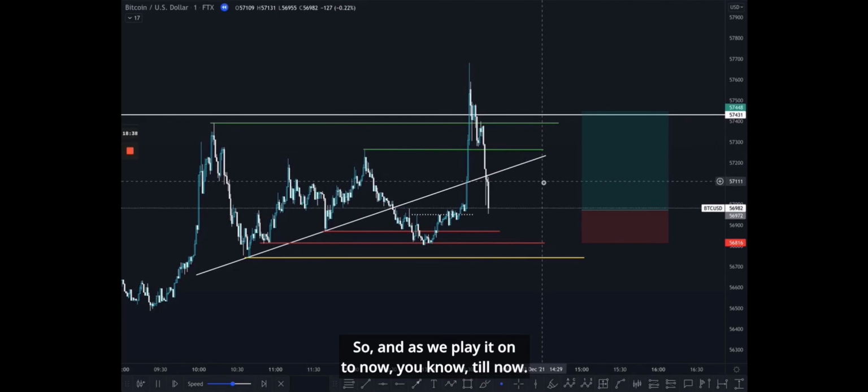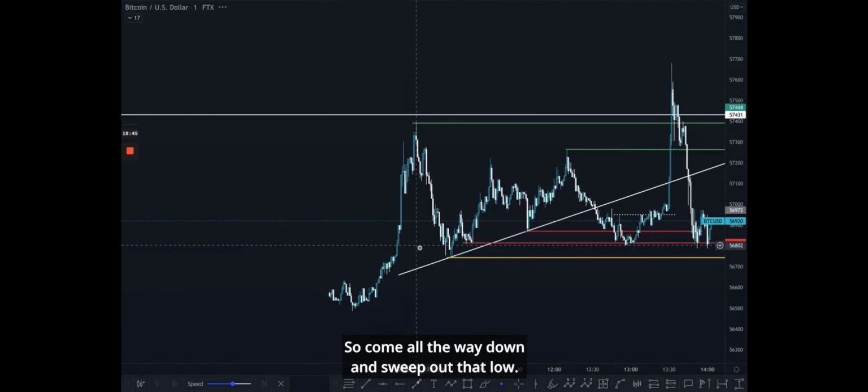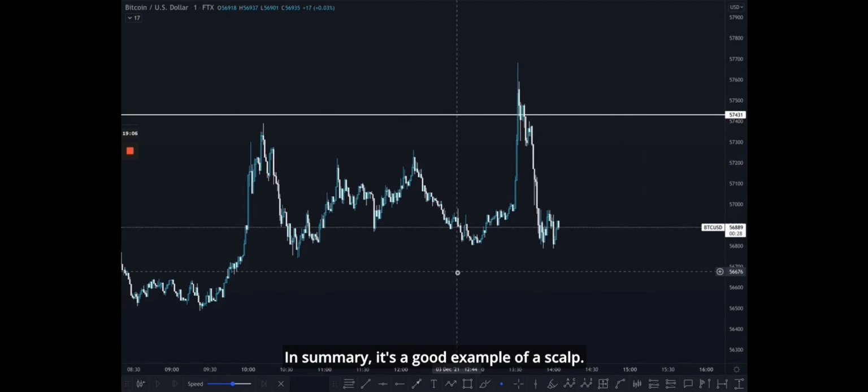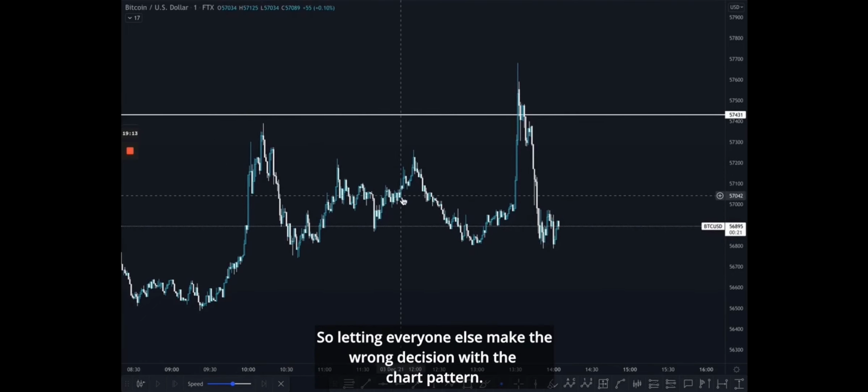So, as we play it on to now, you can see what happens thereafter. So come all the way down and sweep out that low. So this is like, I'll delete all this off. In summary, it's a good example of a scalp, playing the chart pattern in a contrarian way, letting everyone else make the wrong decision with the chart pattern.